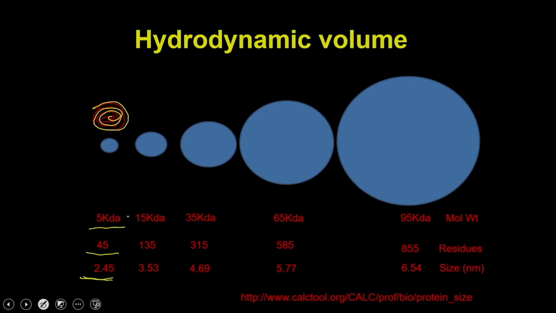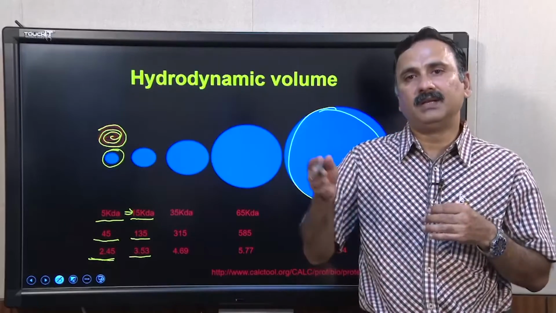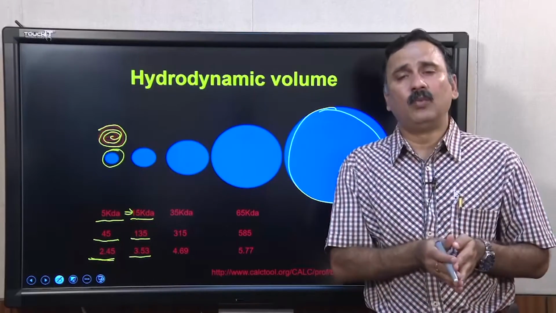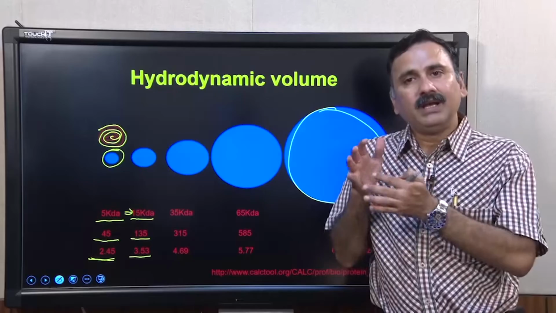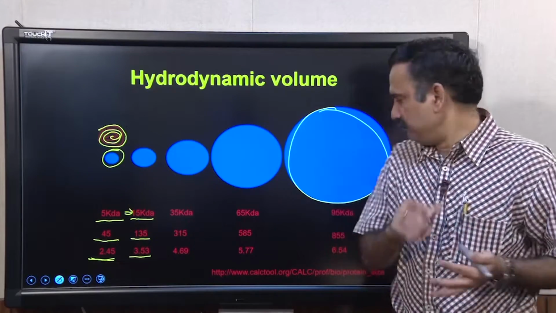Similarly, if I increase the size to 15 kilodalton, you will see that the number of amino acids goes up to 135, and the size also goes up to 3.53 nanometer. Similarly, this is a small size protein and this is a large size protein, and all these sizes are increasing as you increase the molecular weight, which means for all globular proteins, the size of a protein is directly related to its molecular weight.